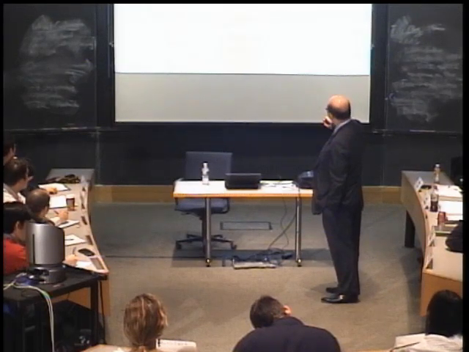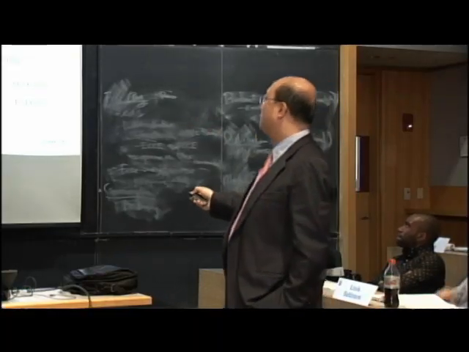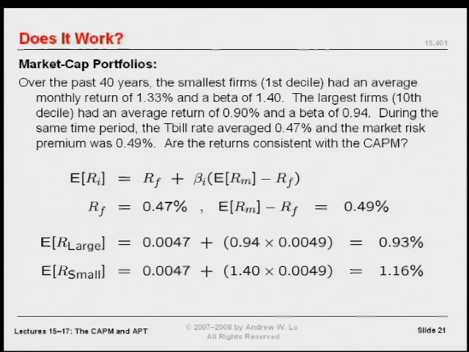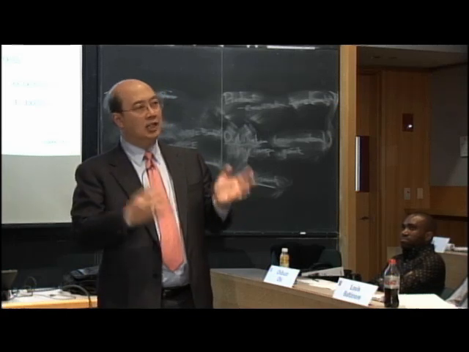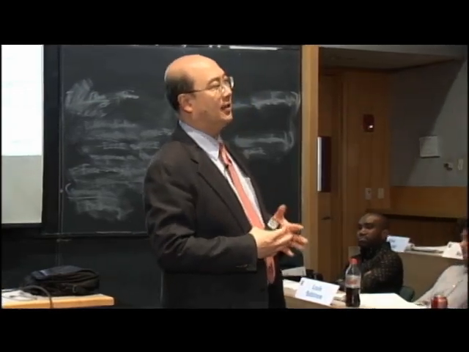Over the 40 years, from 1960 to 2000 approximately, we see that the small stock portfolio, the smallest decile, the smallest tenth of stocks in terms of market cap, as a group, as a portfolio, had an average monthly return of 1.33% and a beta of 1.4. On the other hand, the large stock portfolio had an average monthly return of 0.9% and a beta of 0.94. So that seems like it's sort of consistent, lower risk, lower expected return. But let's plug it in and see if the CAPM relationship actually can tell us something.